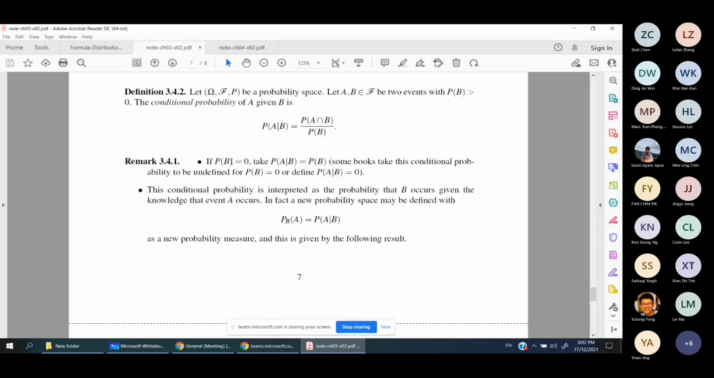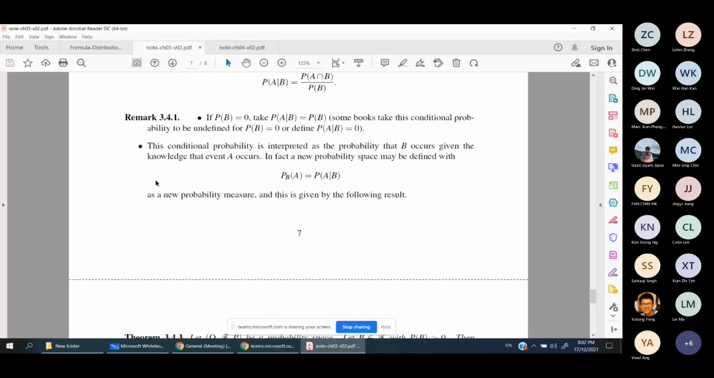When P(B) equals 0, we simply take P(A given B) to be equal to P(B), so this is 0. Okay, so the conditional probability, I think this one is correct.